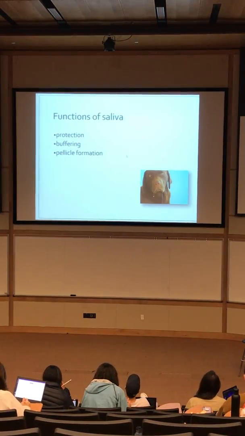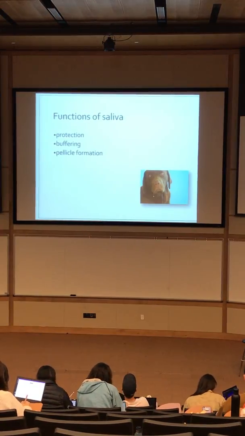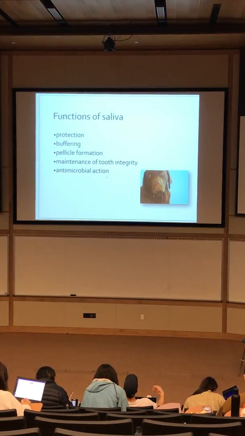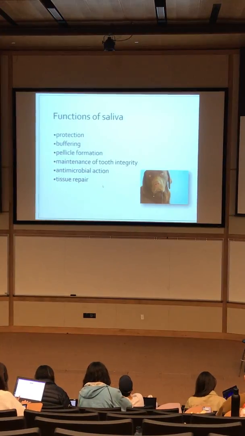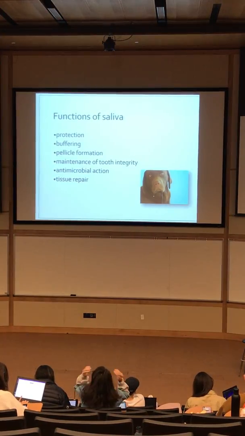And then each tooth is covered by a thin layer of protein, which we call a pellicle. So the saliva helps to form the pellicle, covering the tooth, and also helps to maintain the integrity of the tooth. And saliva has antimicrobial properties, certain chemicals in the saliva, and aids in hastening tissue repair if you have any lesions in the oral cavity.